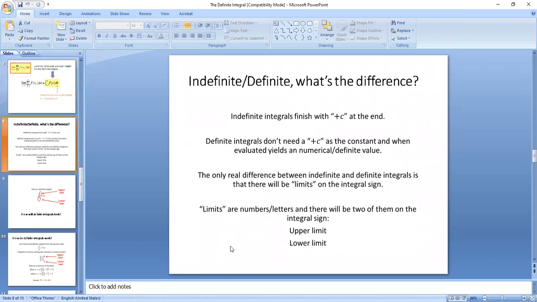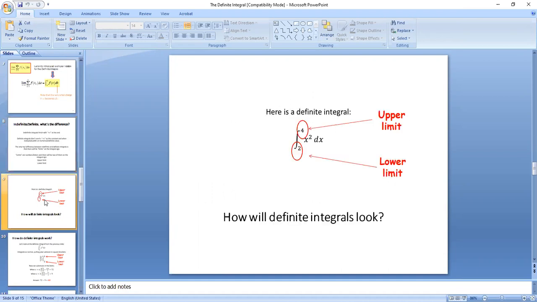Now, when you speak of the indefinite integral, you have the presence of the arbitrary constant in the answer. In the definite integral, you don't have the plus c anymore, but rather when evaluated, it will yield a numerical or definite value. So no function answer anymore. The only real difference between the indefinite and the definite integral is that there will be limits on the integral sign. And that's the upper limit and the lower limit that I'll be showing in here.